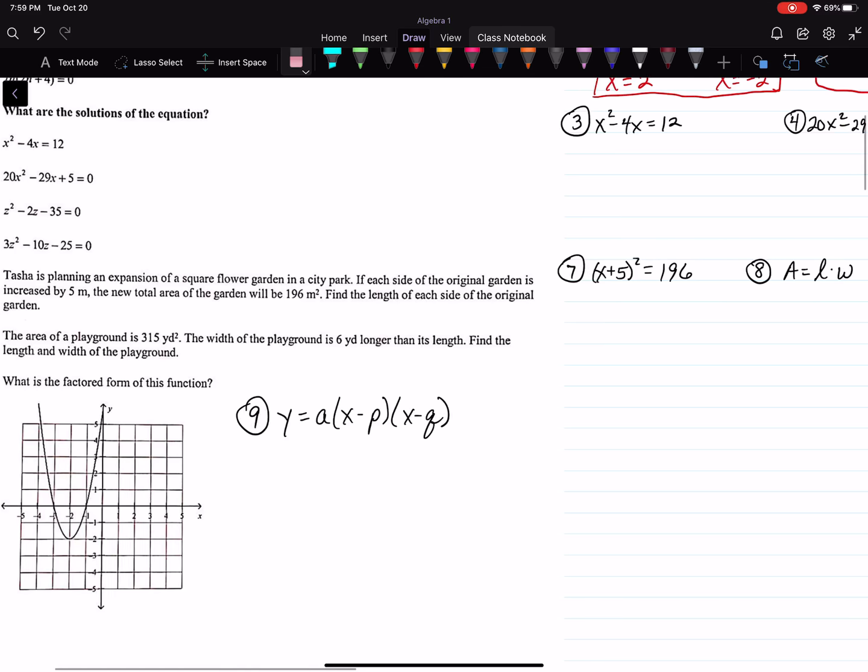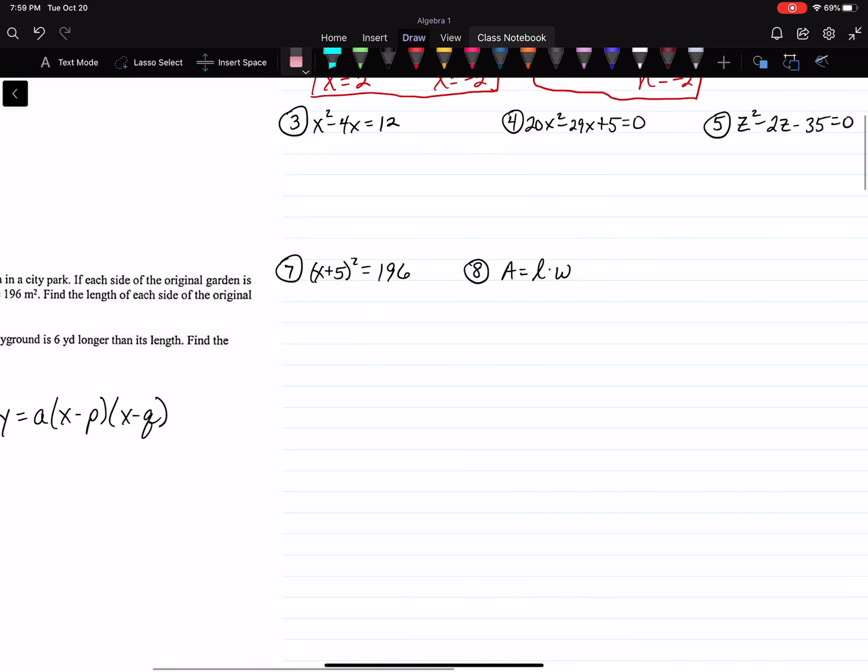So for this one, it looks like it could be factorable. So I'm going to factor this one. So I'm going to say x squared minus 4x. And if I'm going to factor it, I need that 12 on the other side. So I'm going to move it to the other side. And again, what am I doing there? I'm subtracting 12 from both sides. Okay? So that's how I'm doing that. And then I'm going to factor.